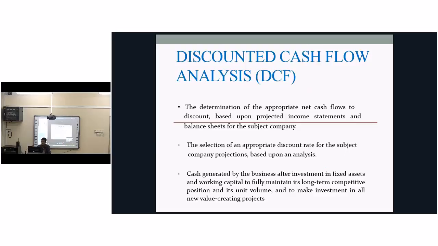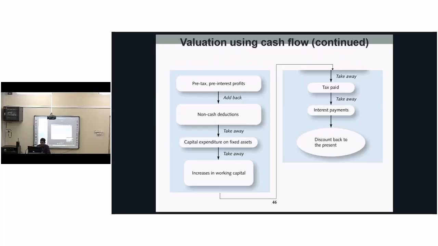Keep in mind in this method we did not go for a long calculation. What we are trying to do is use the accounting profit and convert it into the cash profit of the business, and then we discount it using a discount rate to arrive at the value of the firm. So we did an adjustment like this, where we start from pre-tax, pre-interest profit and did some adjustments.